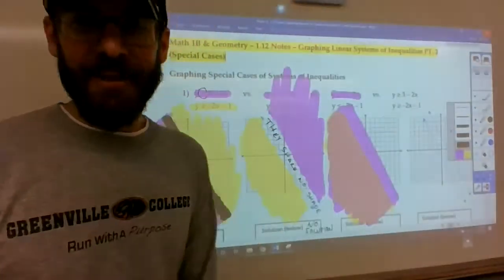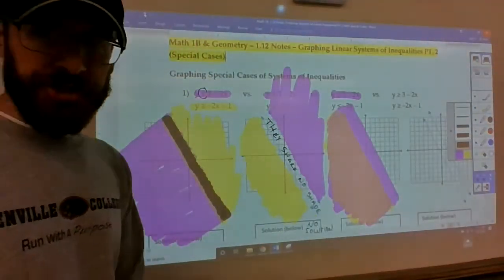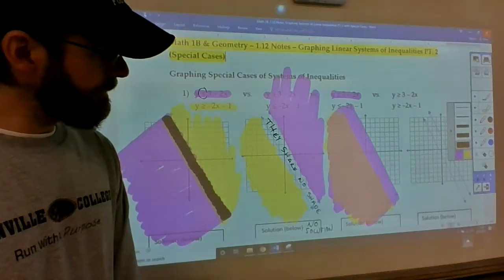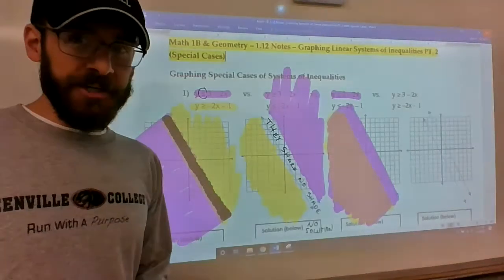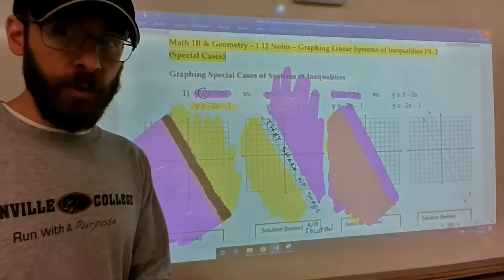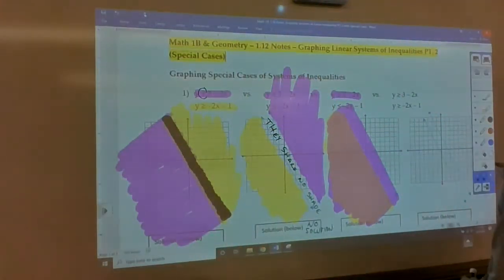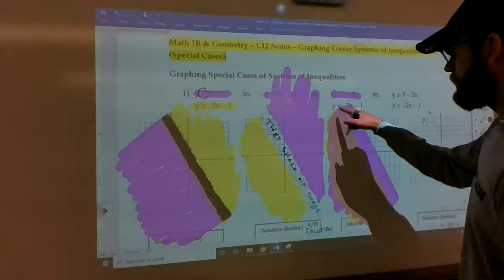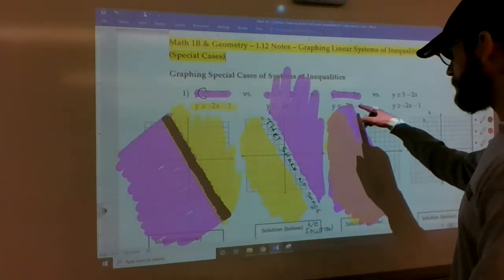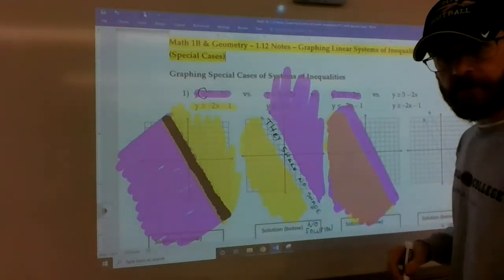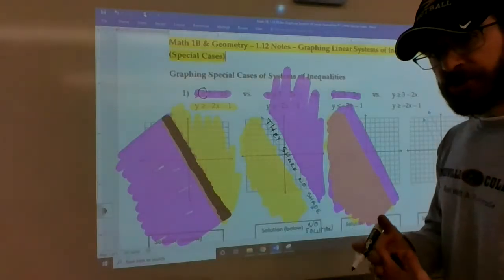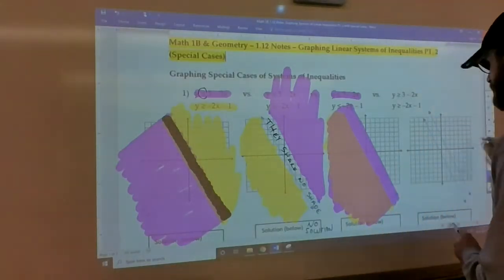Oh, okay. This is interesting. So the shared space is pretty much everything below or equal to y equals negative 2x minus 1. So the shared shaded space is going to be this.